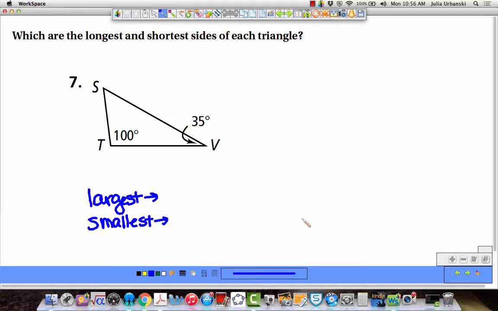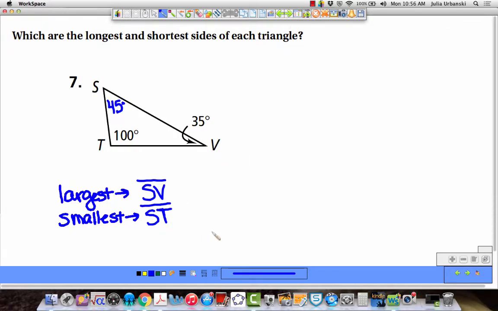What'd you get for angle S before you give me the answers? It was 45. So that means that it's neither the biggest nor the smallest. Those are going to come from here. So what did you get as your biggest side? SB. And your smallest side? Anybody have questions on how that works? No. This is easy.